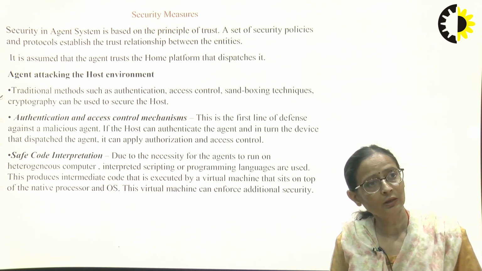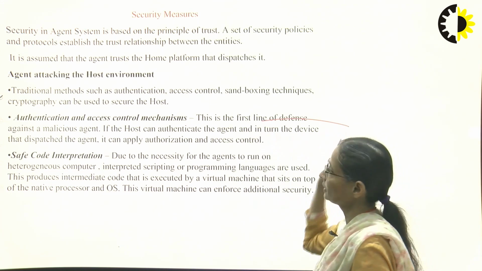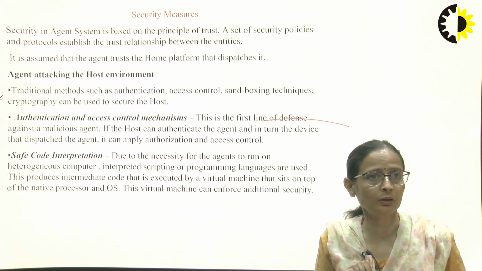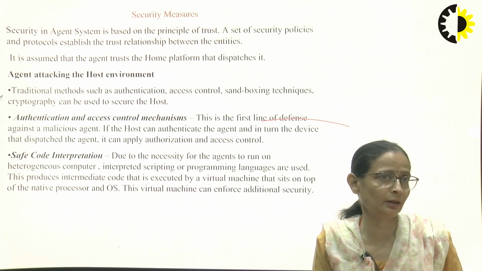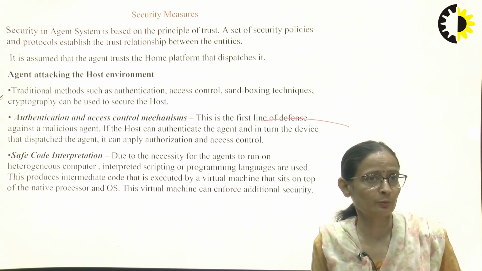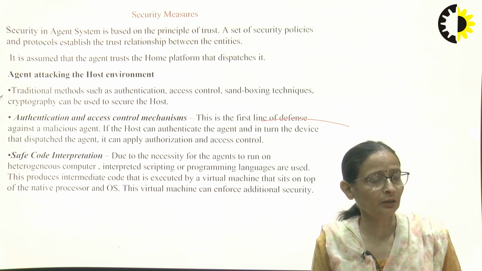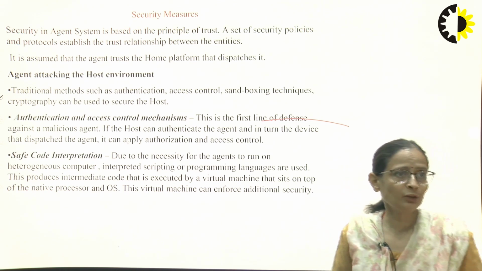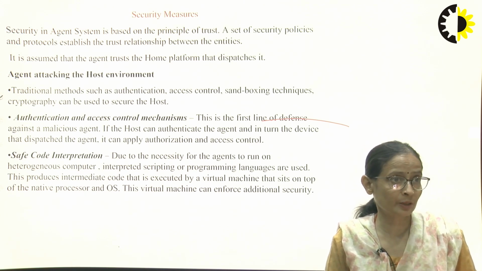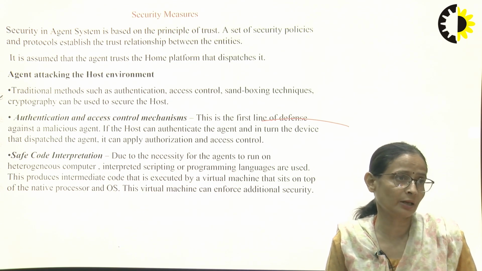In the case of the authentication and access control mechanism, this is the very first line of defense against the malicious agent. That is, once the agent arrives on the host machine, it needs to be authenticated properly by the host machine. It is the host machine's responsibility to verify whether the agent is an authorized one or not. If the host can authenticate the agent and in turn the device that dispatched the agent, then it can apply authorization and access control mechanisms.